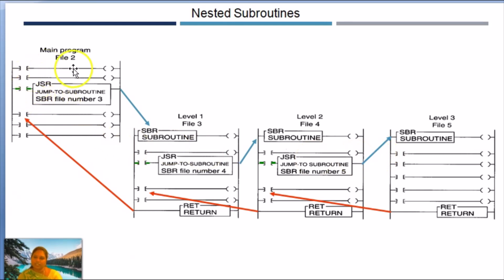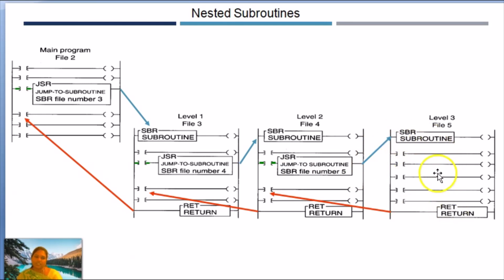See here, this is the main program. This calls SBR file number 3. Immediately it goes to the subroutine, and when it is executed sequentially, it sees another jump to subroutine, file number 4. Immediately it goes to subroutine file number 4. Again it is executing sequentially. When it sees subroutine file number 5, immediately it goes to subroutine file number 5.